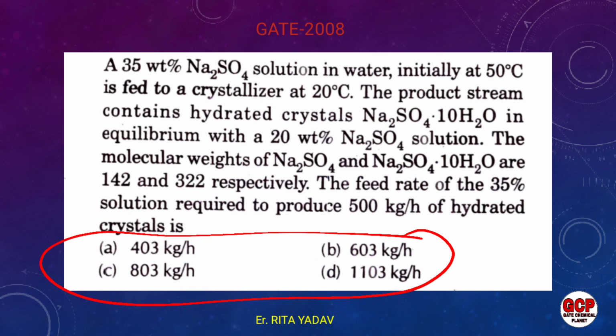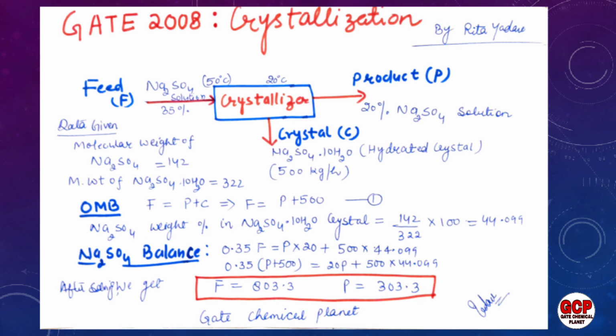So students, in this question what do we have to calculate? We have to calculate the feed rate, and it is in kilograms per hour. So it is easy to take the basis in terms of kgs per hour. Here I have drawn a block diagram on the basis of all the information given in the question. Here the Na2SO4 solution contains 35 weight percent Na2SO4, and in the product stream we are getting the 20% Na2SO4 solution.